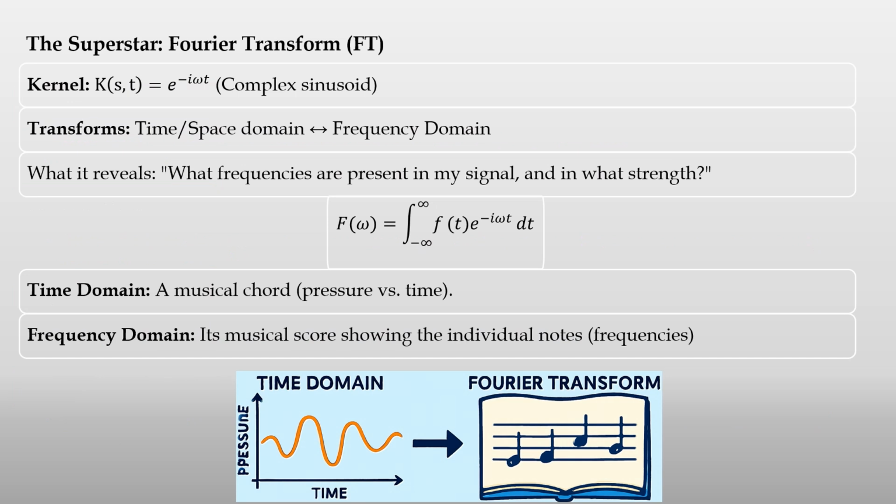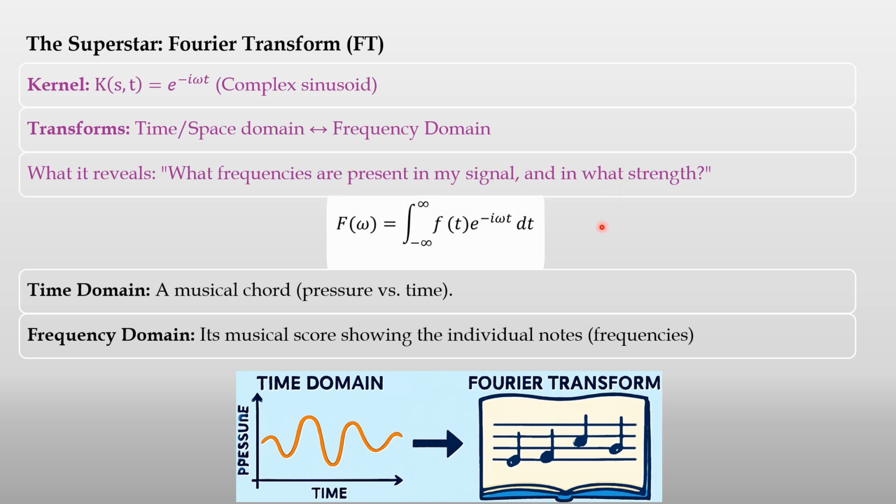Now, let's meet the superstar integral transform, the Fourier transform. Its kernel is the complex exponential, that is, e to the power of negative i omega t. It transforms a signal from the time or space domain into the frequency domain. It answers a fundamental question: what frequencies are present in the signal, and how strong are they?